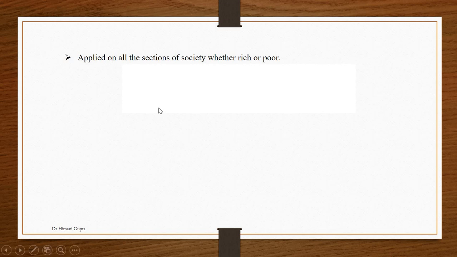Next is, it is applied to all sections of the society, whether rich or poor. It is not like the direct tax. In the direct tax, the rich will pay more tax and the poor will pay less tax or no tax. But in indirect tax, this kind of progressive nature is not there.